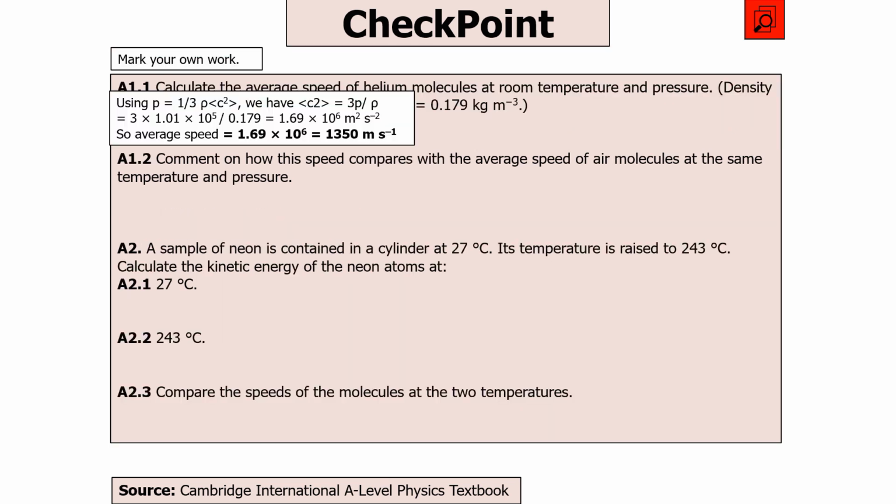Right, we know that p equals 1/3 rho times c squared, so you can pop in all the values and you get c squared to be 1.69 times 10 to the 6, which when square rooted is 1,350 meters per second.